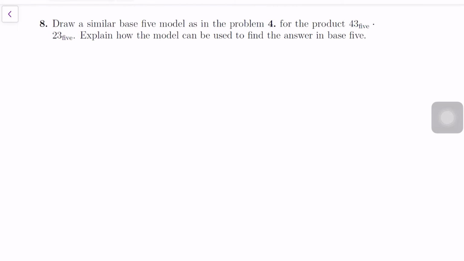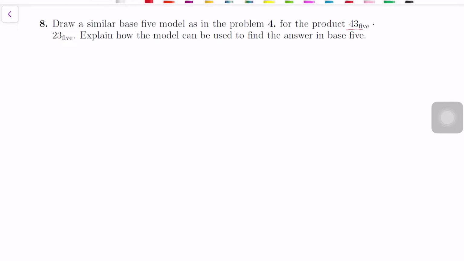Okay, so we're gonna work now on multiplication and division on different bases, and to understand how we can translate this model we just learned and algorithms for our base 10 into any other base. Okay, so let's do 43 in base 5 times 23 in base 5.